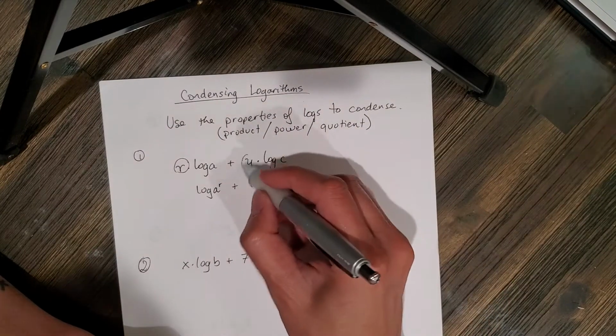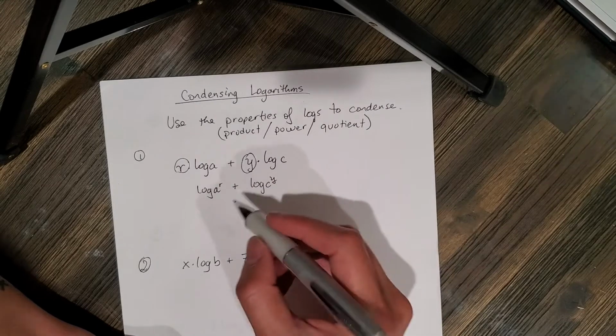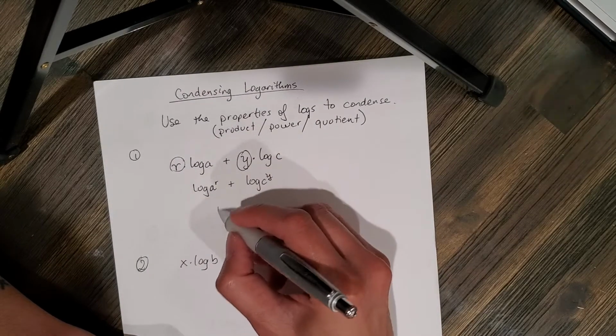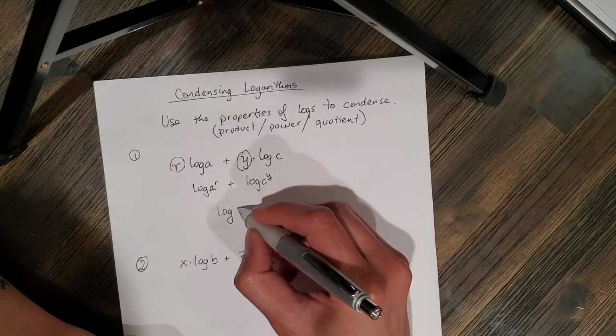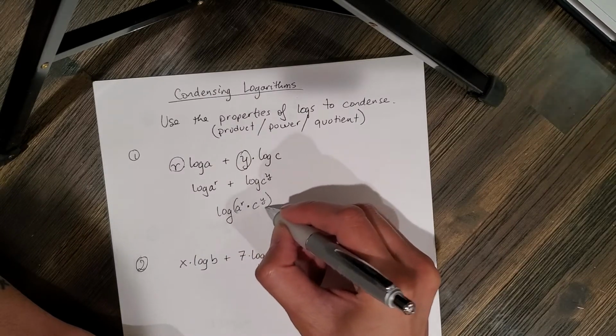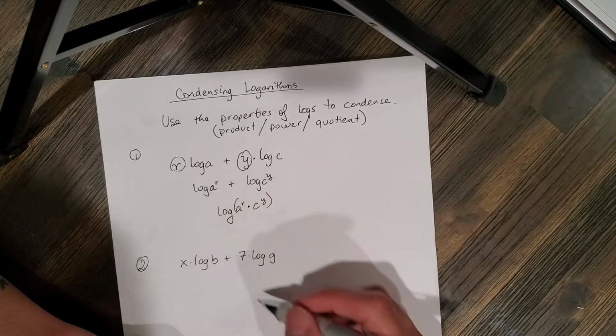Okay, so take care of any powers first using the power property. And then next, if we have addition, we know that's the product property. So basically what we're going to have is log of a to the r times c to the y. And that's it. That's all I can do here. Okay, so this is my answer.